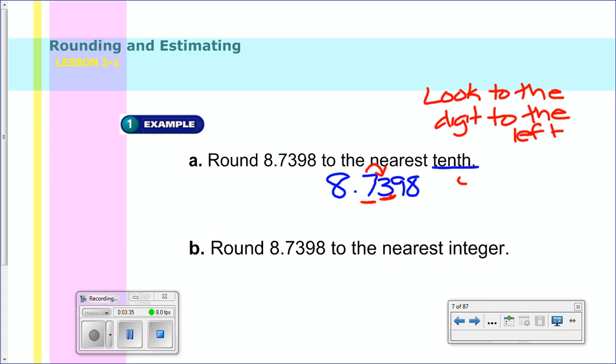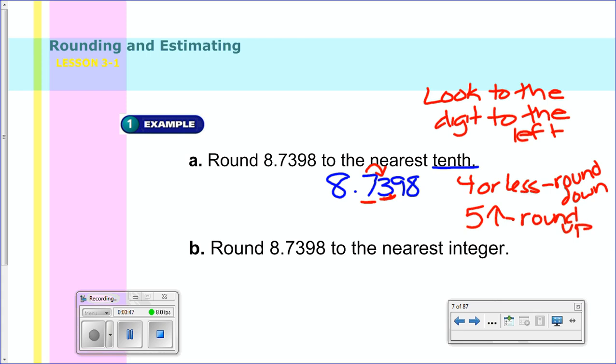If it's 4 or less, you round down. 5 or bigger, you round up. So you go up to the next number. So here, we know we have 8 point something. We just need the tenths spot. Well, again, the number after the 7 was a 3. So it stays a 7. It'd be 8 and 7 tenths.